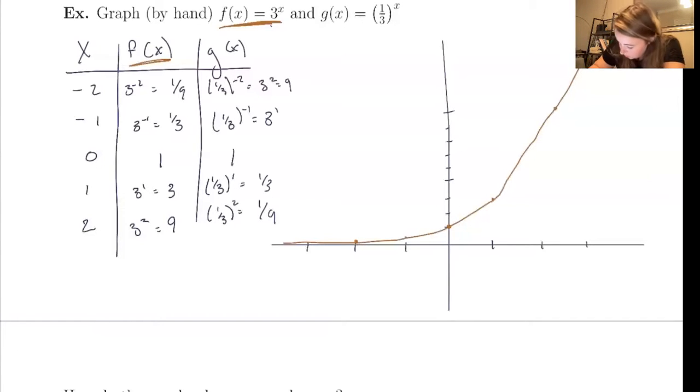Okay, so now g is going to be in maroon. So it's also at 0, 1, but then at 1, it's 1/3, and then 1/9. So this would get really small towards 0. And at -1, it would be 3, and at -2, it would be 9. So that's getting bigger this way.